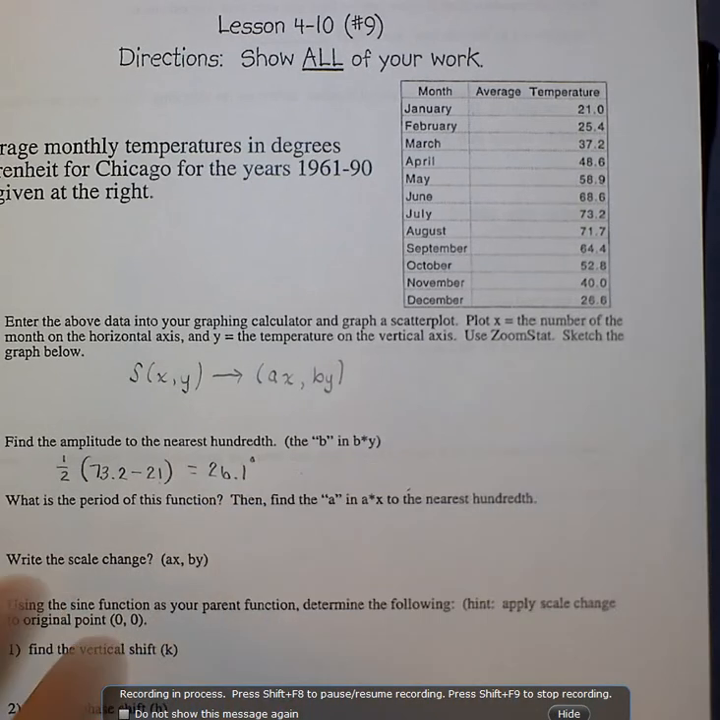Now, what does A have to do with in the function? What does A affect? The period. And we know we do what with A to get the period of a function?